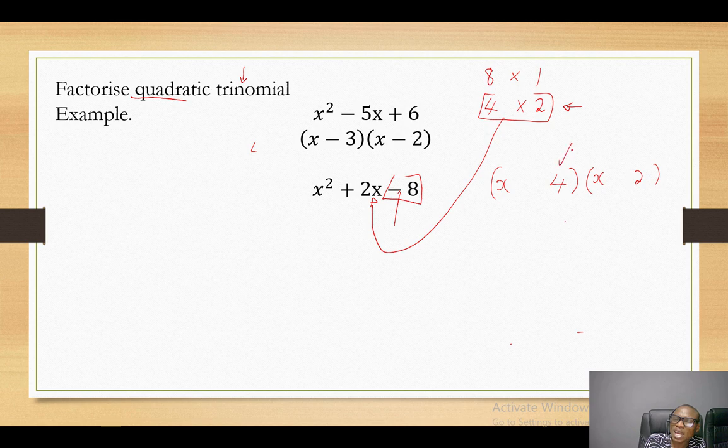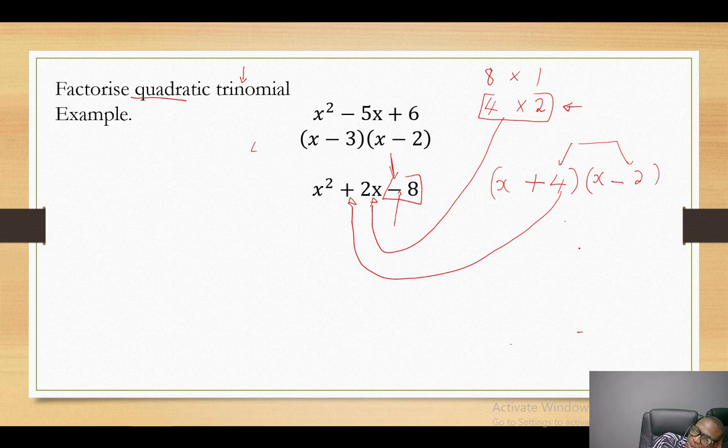4 is greater than 2. So 4 takes the sign of the middle term. What is the sign of the middle term? Positive. 4 should be positive. And I said when the last term is negative, you see it's minus 8, the signs in the brackets need to differ, so you put minus.